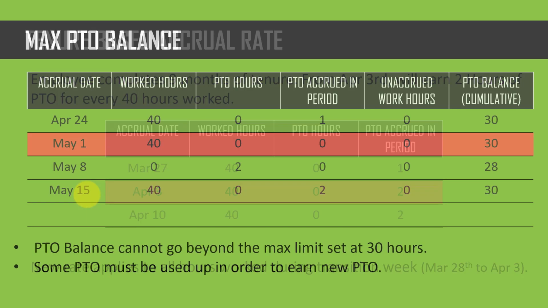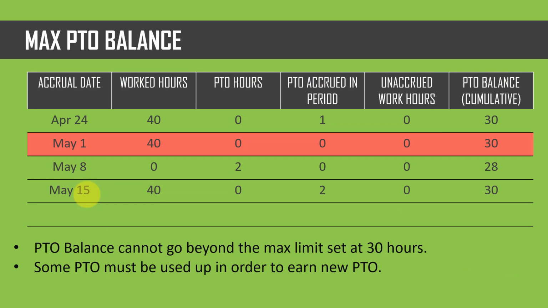Now let's move on to the last part, the maximum PTO balance. So this is pretty straightforward. Let's assume that on April 24th, the balance is 30 hours. We know that the balance cannot go beyond 30. So what happens the next week if the employee does not take any PTO but works for 40 hours? This does not result in any new PTO accrual, because we have set that the PTO balance cannot go beyond 30, so the employee will not get any new PTO and will remain at 30. The balance will remain at 30.